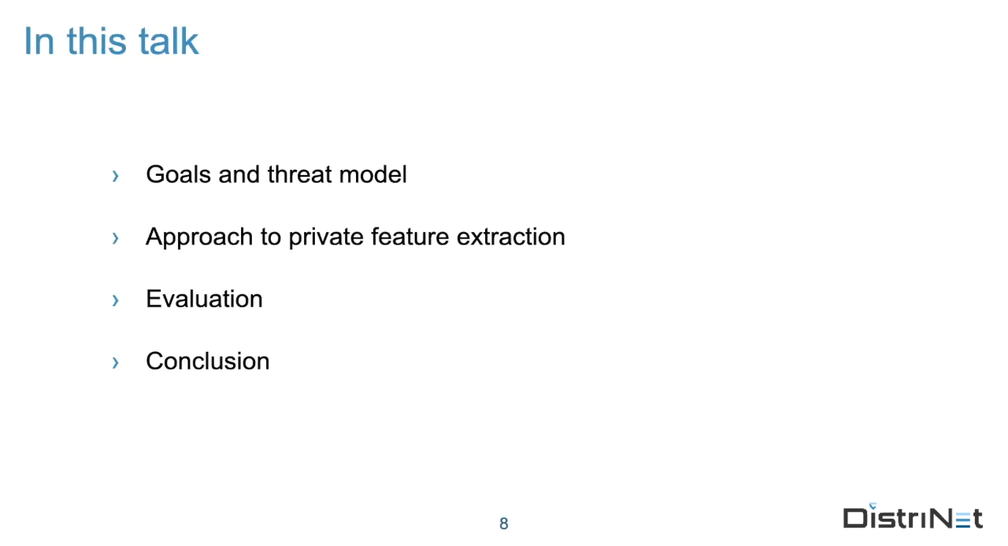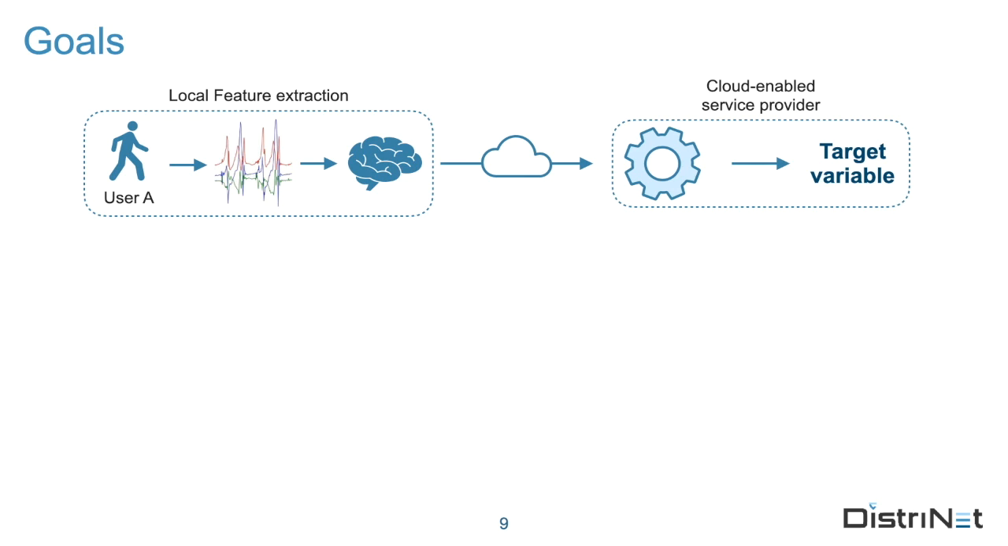In this talk, I will be discussing our approach to private feature extraction. But first, let's dive into the goal of our work. We want to design a mechanism that fits into existing machine learning pipelines. As usual, in machine learning pipelines, the raw data undergoes a feature extraction process before being fed to a classifier that predicts a target variable.